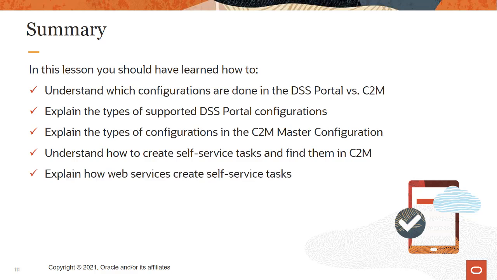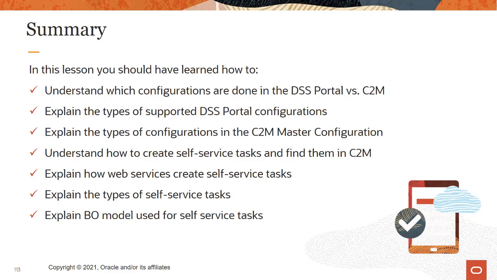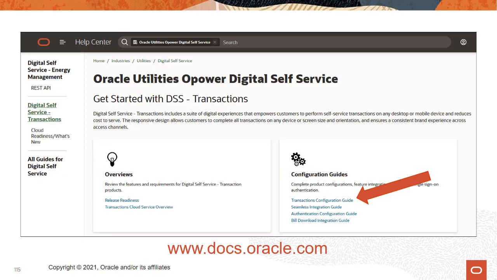You'll also be able to explain how web services are used to create self-service tasks. You'll be able to explain the types of self-service tasks, as well as the business object or BO model used for self-service tasks. And finally, you'll be able to identify the lifecycle states of transactional business objects. For more information or to review the detailed setup steps, see the configuration guides in the Digital Self-Service Transactions library, which is available in the Oracle Help Center at docs.oracle.com.